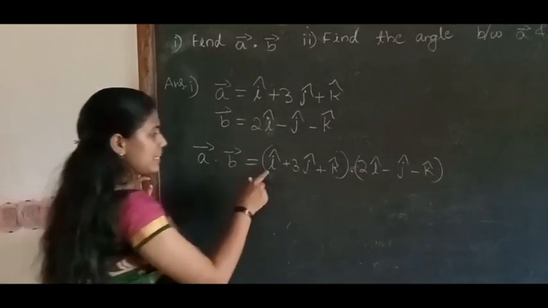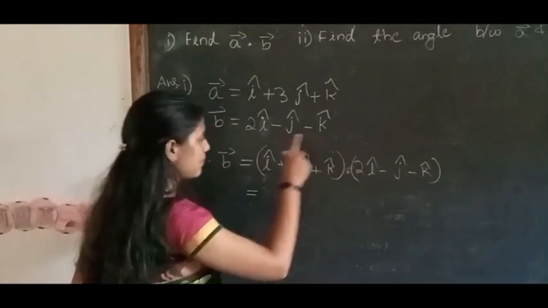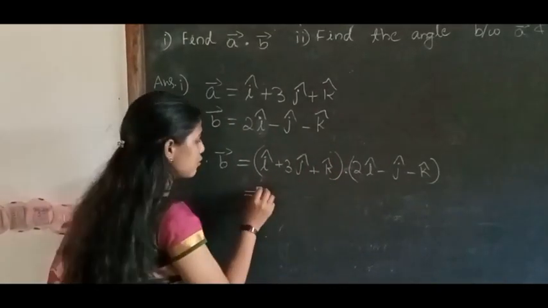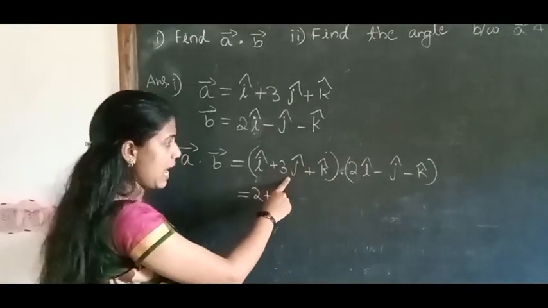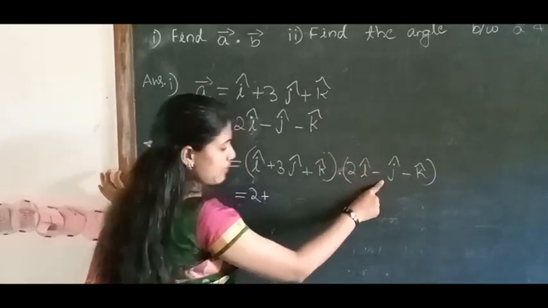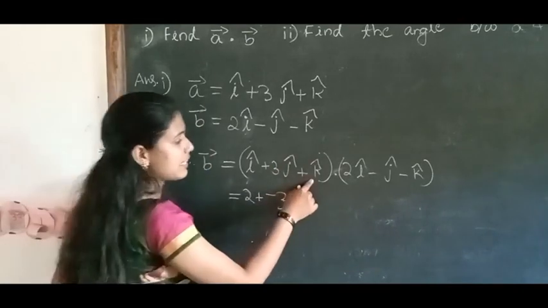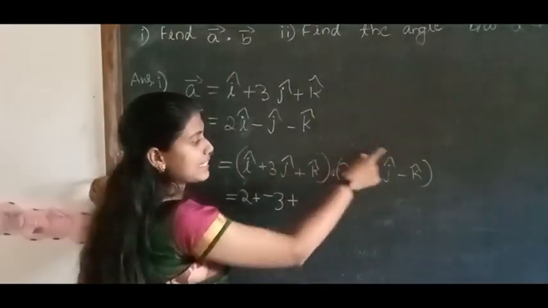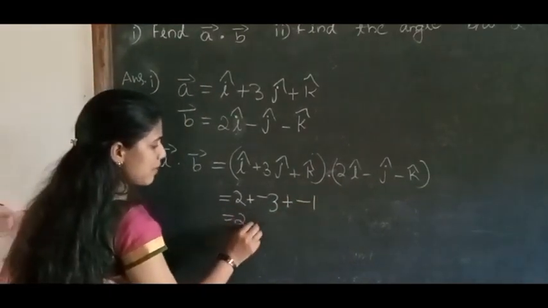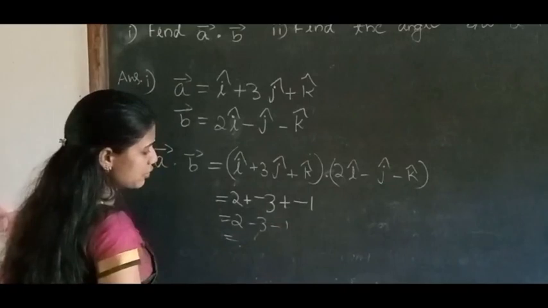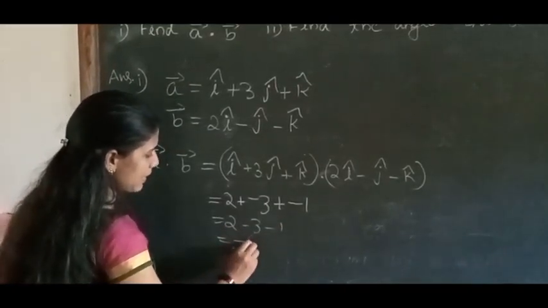That is, here the coefficient of i cap is 1 and here it is 2. Then 1 times 2 is 2, plus here the coefficient of j cap is 3 and here it is minus 1. Then 3 into minus 1 is minus 3, plus here the coefficient of k cap is 1 and here it is minus 1. Then minus 1, which is equal to 2 minus 3 minus 1, which is equal to 2 minus 4, that is minus 2.